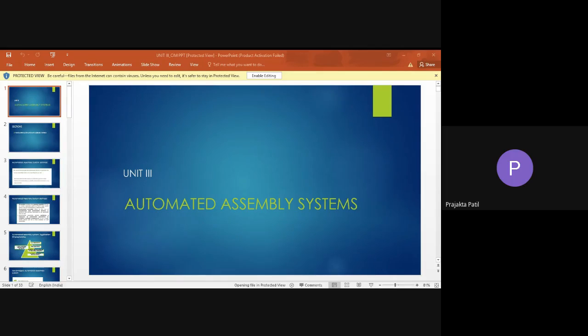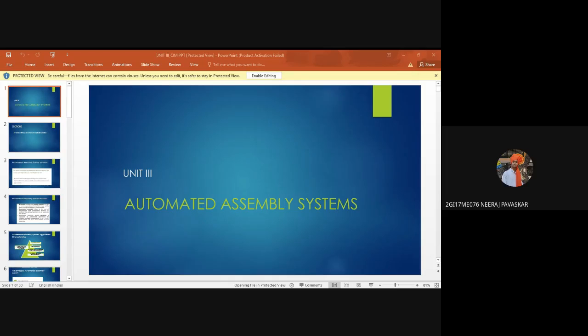Am I audible? Ma'am, the slide is not changing. Is the slide visible? It's visible, ma'am. No, I have not changed it yet.